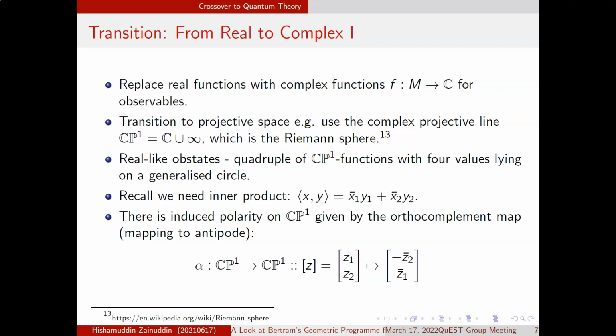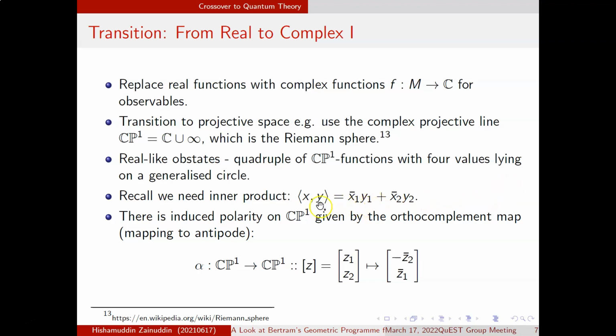Just like before, the states or the observables, equivalent to the states, will be a quadruple of CP1 functions rather than just a single function, because over there you can have four different values lying on the generalized corresponding to a particular... This relates to the idea, again, when it goes to the point of doing the inner products. So you have some symmetries which are discrete, corresponding to these four different values.